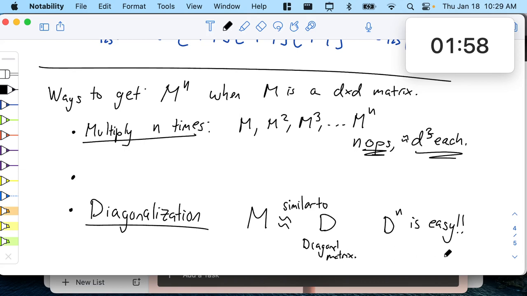And then you will save work because doing the powers of D is easier. So this is the one we're gonna use, and we're gonna go into it in detail. There's actually, in between multiplying n times and diagonalizing, one other trick that is often quite useful. In this case, diagonalization is nice, but there's a way you can simplify quite a lot.